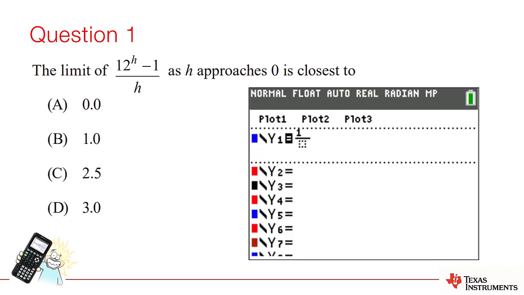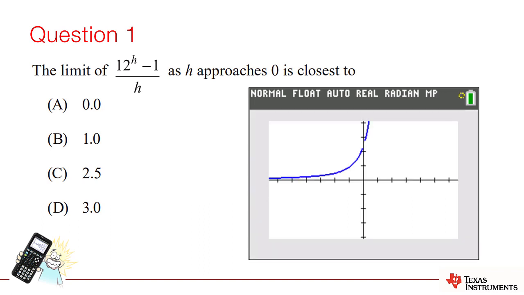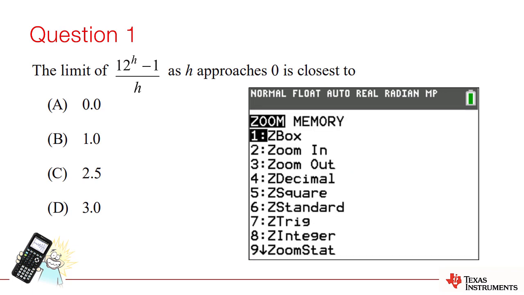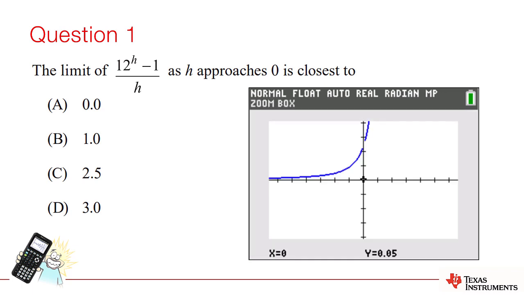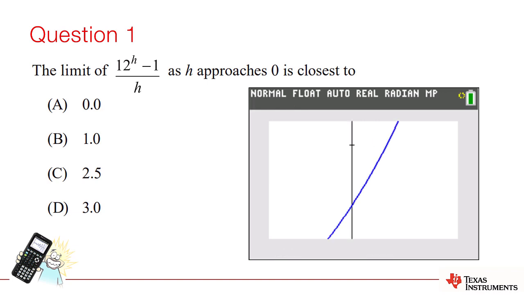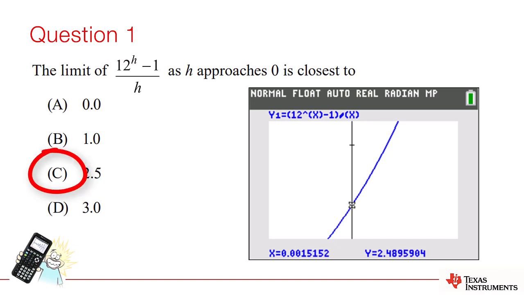A graph is a quick way of checking if the limit is the same from both sides. Change the h to an x so you can graph it. Then, zoom in on the y-axis and trace the graph. So, the answer to the first question is option C.